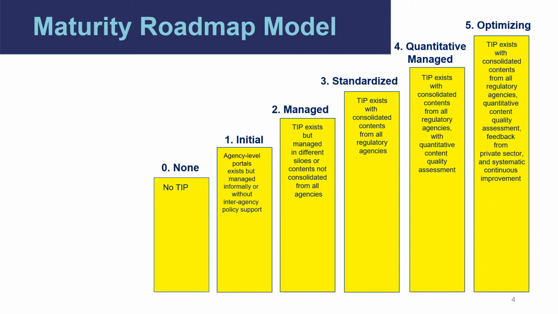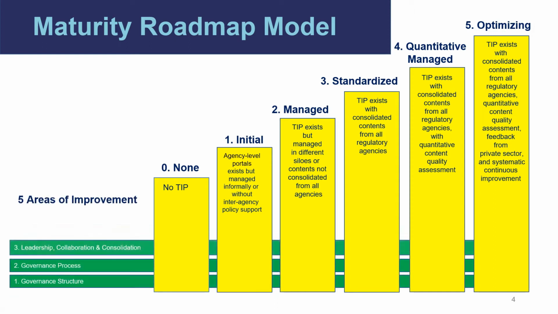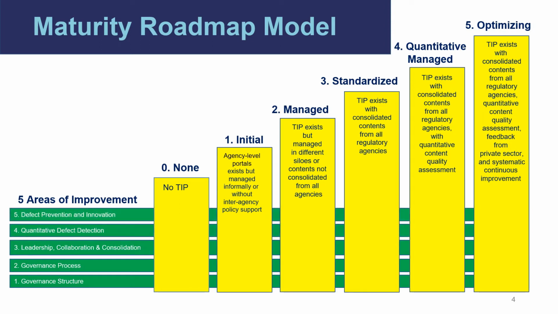Corresponding with these maturity levels are 5 areas of improvement: a governance structure, a governance process, leadership and stakeholder engagement, quantitative management, and technology/process change management. You will note that several of these areas relate directly to the governance framework presented earlier.